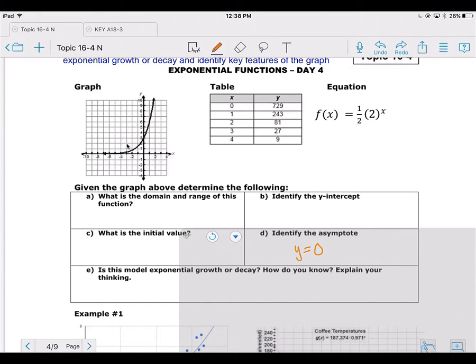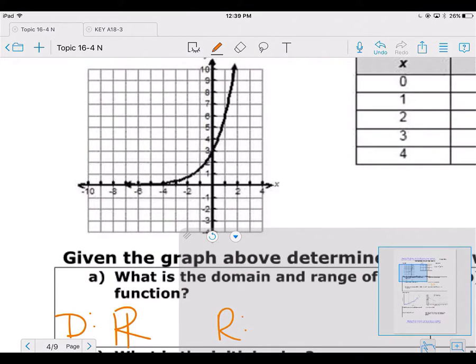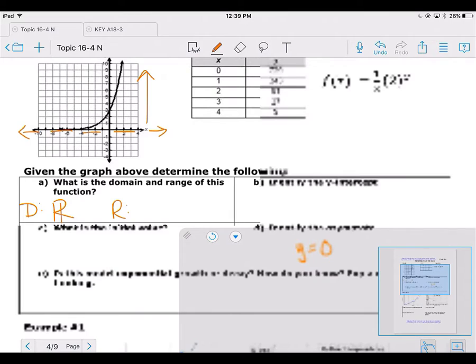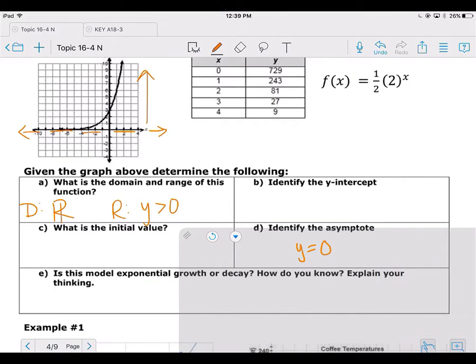So when we look at the graph, we know that our domain for all exponential functions is all reals, and the range is from our y's. Now remember, we have this thing called an asymptote. The asymptote is where your function gets very, very close but does not touch. So my range is everything greater than 0. It is not equal to 0 because that's where my asymptote is.